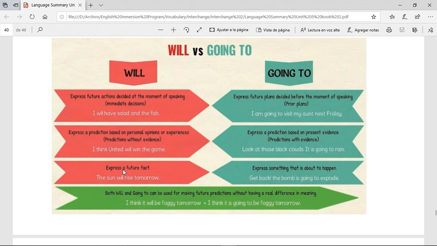We can use also will to express a future fact. The sun will rise tomorrow. It's a fact that is for the future. But we can also use going to express something that is about to happen, okay? Get back. The bomb is going to explode. And you can use both will and going to for making future predictions without having a real difference in meaning. I think it will be foggy tomorrow. I think it's going to be foggy tomorrow. At the end, both of them talk about the future, okay?